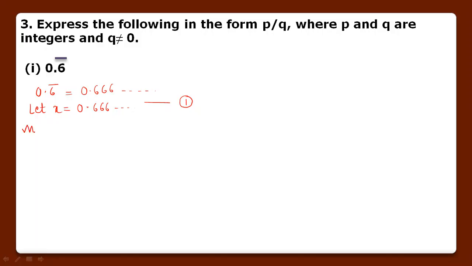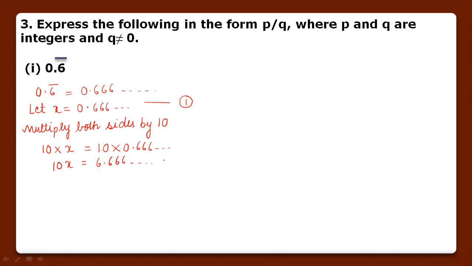It is a small trick of this question that जितने नंबर पे बार होता है, यहाँ पे एक नंबर पे बार है, so we'll multiply both sides, means LHS and RHS, by 10. अगर यहाँ 2 नंबर पे बार होता तो हम 100 से करते, 3 नंबर पे बार होता तो हम 1000 से करते. So what we'll write here: 10 multiplied by x is equals to 10 multiplied by 0.666 and so on. 10x is equals to, when we multiply this, we'll get 6.666 and so on.